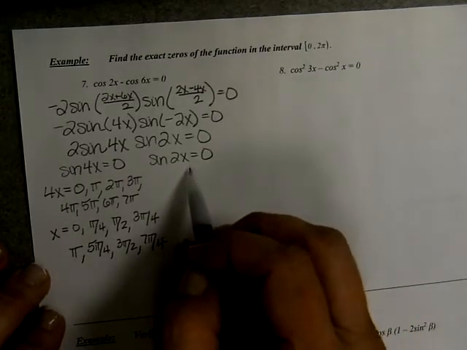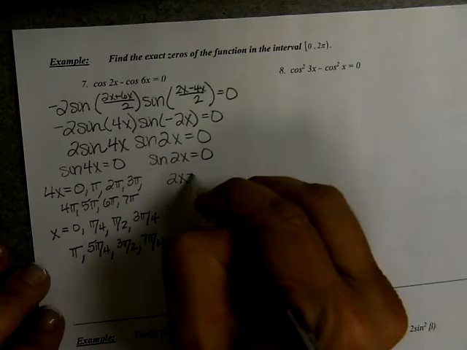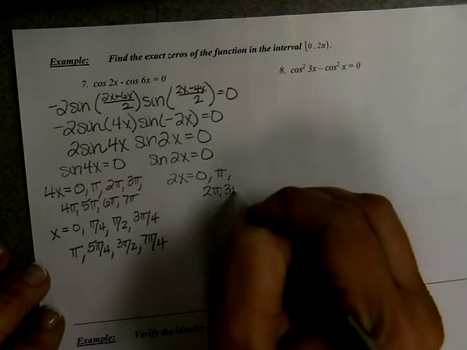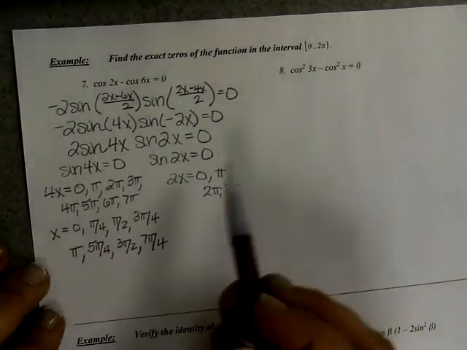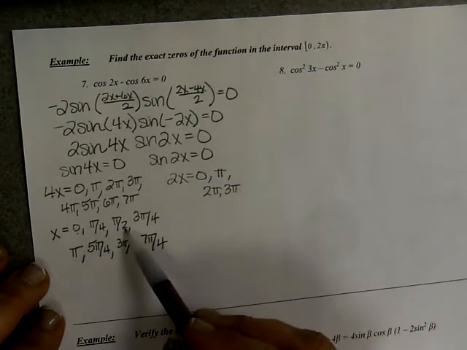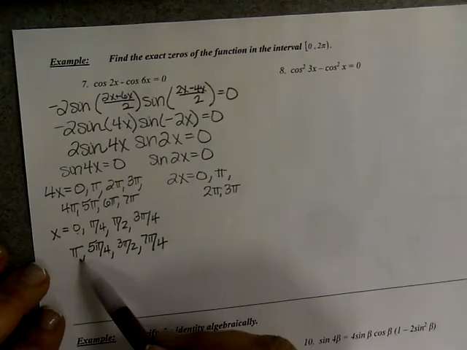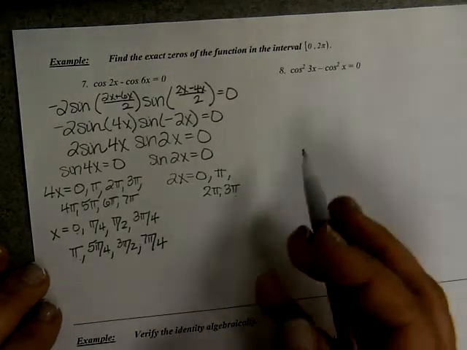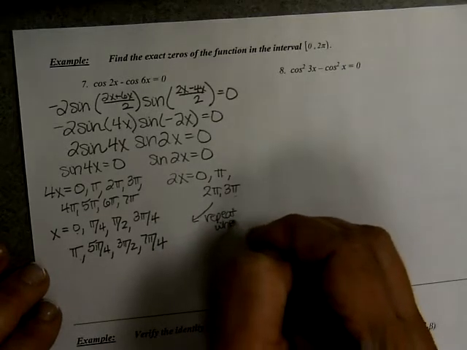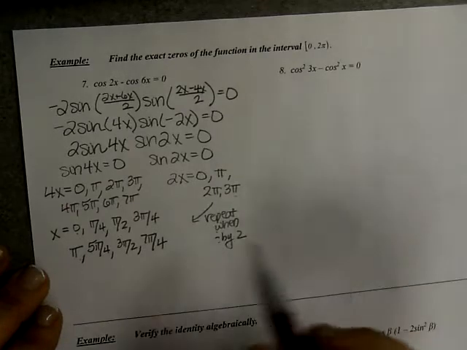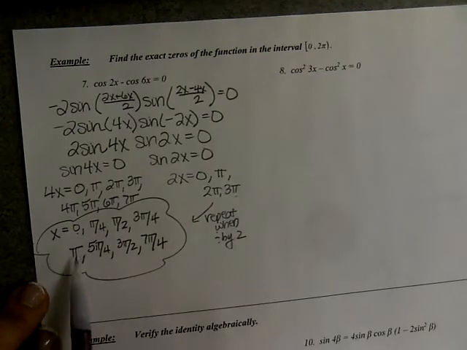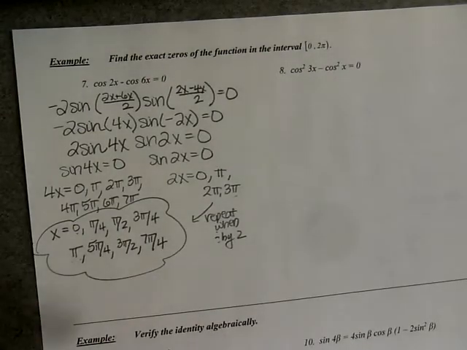So now if we look at the sine of 2x equals 0, we would want to go around the circle twice. So we'd have 0, pi, 2 pi, and 3 pi. But as we solve, notice if I divide 0 by 2, I get 0. Pi by 2, I get pi halves. 2 pi by 2, I get pi. And 3 pi by 2, I get 3 pi halves. So notice all of these end up being repeats. So these are going to be our solutions: 0, pi fourths, pi halves, 3 pi fourths, pi, 5 pi fourths, 3 pi over 2, and 7 pi over 4.